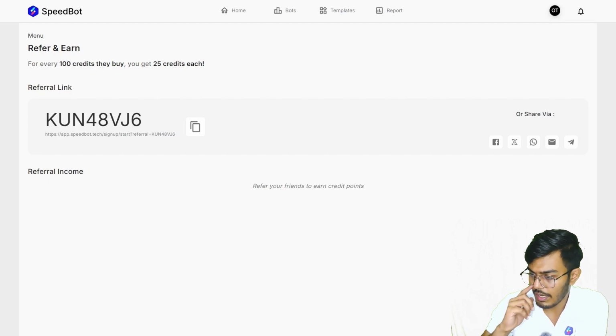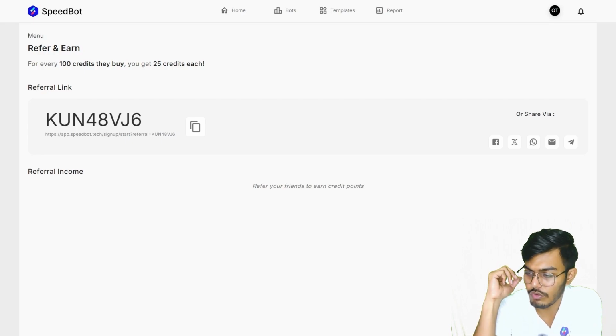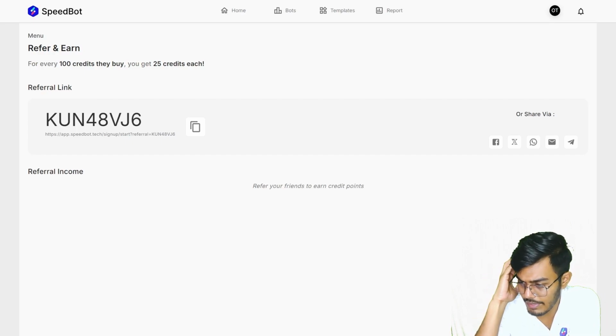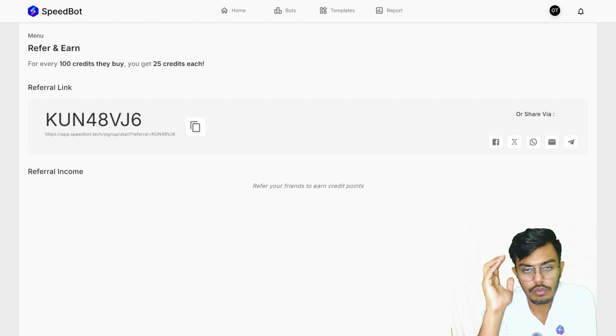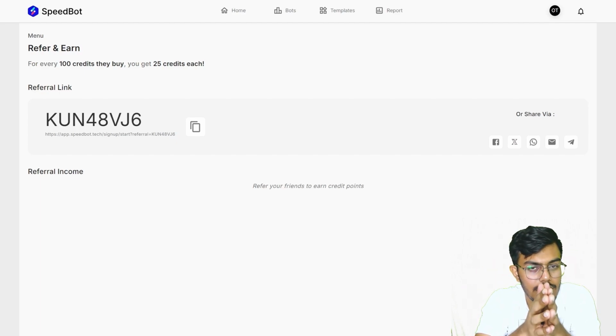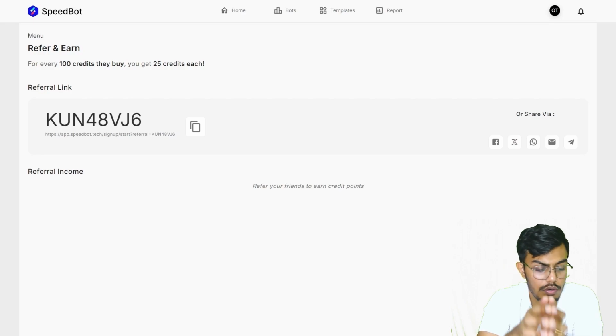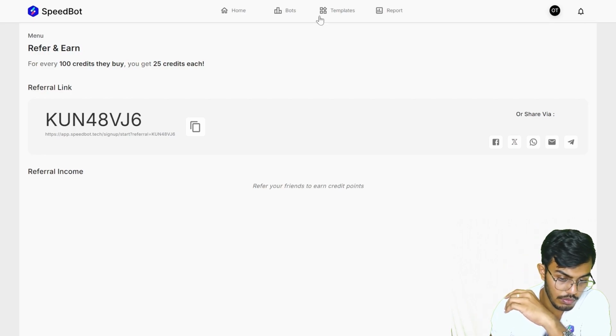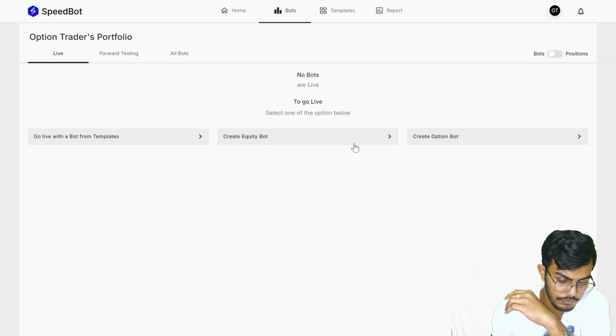So let's move on to the next question. The next question is from Vishal. Vishal asks that I have a strategy, but I'm unable to build it in your builder, so what is the process to get help? So let us say that if you have a strategy, Vishal, and you'd like to understand how to get the query resolved, what you can do is go to the bot section.